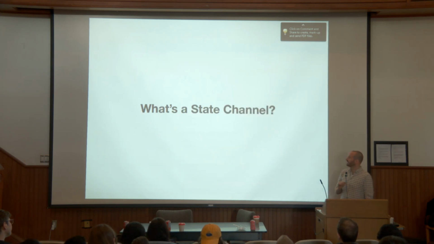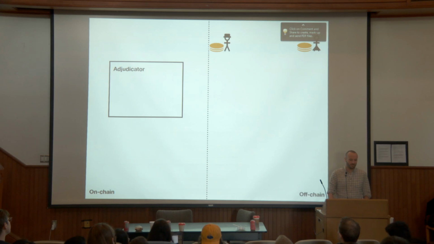What is a state channel? I guess everyone here probably has an idea of what a state channel is. I'm just going to go through a very quick example. You've probably all seen this before, so I'm going to rush through it. So this is Bob, this is Alice. They want to do a lot of transactions off-chain. This example is actually a payment channel.